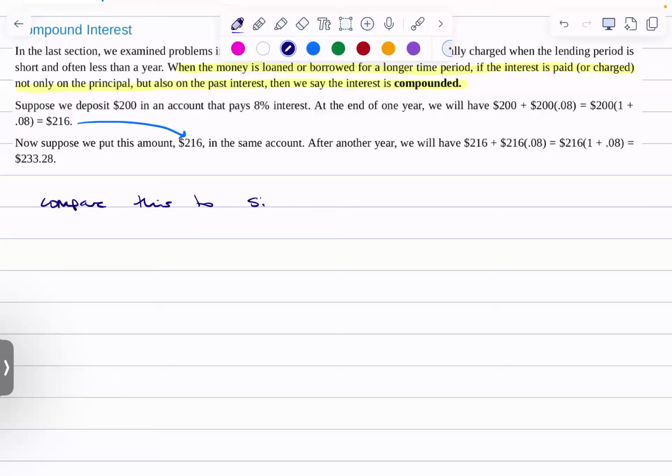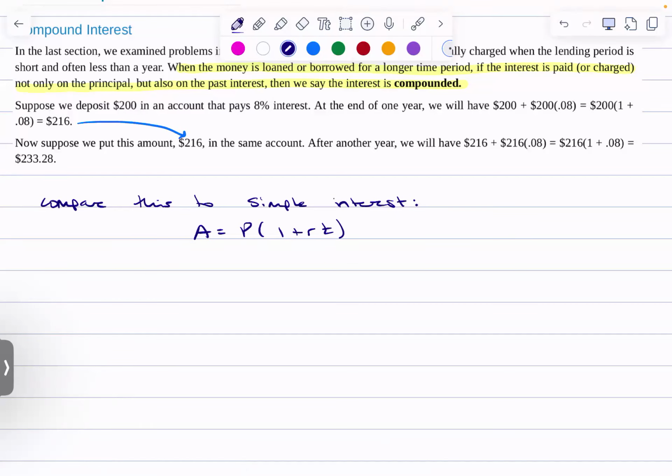Let's compare this to simple interest. If we just deposited $200 and we didn't check in every year to add on that interest, then A for simple interest is P times 1 plus R times T.